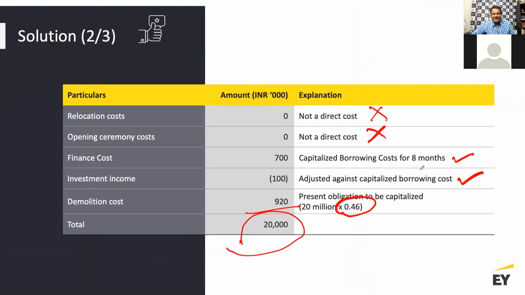All right. So now the total cost. It is important for you to understand that the interest is capitalized for 8 months and the total cost is 20,000.